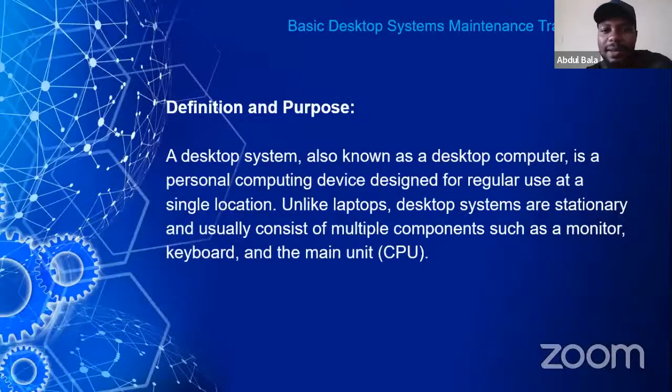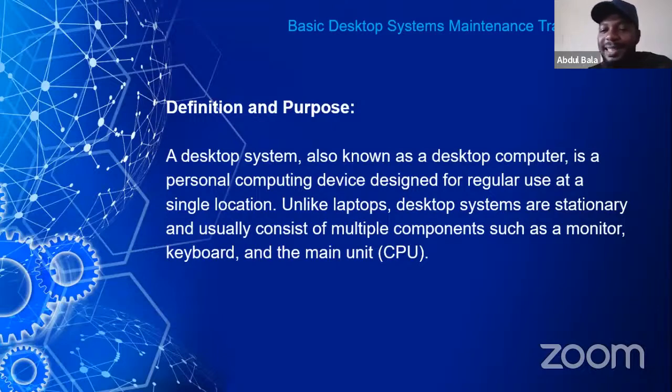So let's start from the very, very beginning, to give a brief understanding of what a desktop system is. A desktop system, also known as a desktop computer, depending on where you're addressing it from, is a personal computer. It's a personal computing device designed for regular use at a single location.